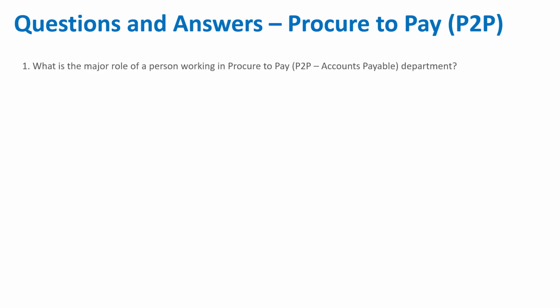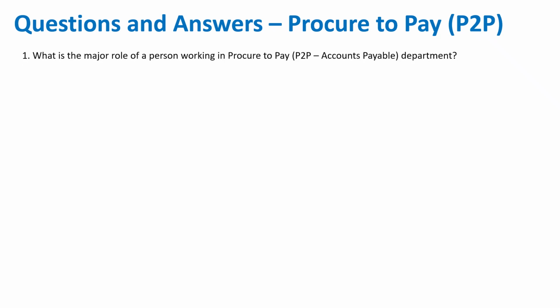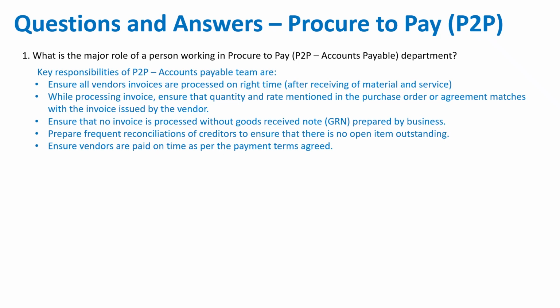Question number 1. What is the role of a person working in Procure-to-Pay P2P accounts payable department? This question is generally asked to the candidate to understand if he understands the role and responsibility of the P2P or accounts payable team. So here is the answer. Key responsibilities of P2P accounts payable team are ensure all vendors invoices are processed on time after receiving of material and service. This is one of the critical KPI which is assigned to the P2P team.